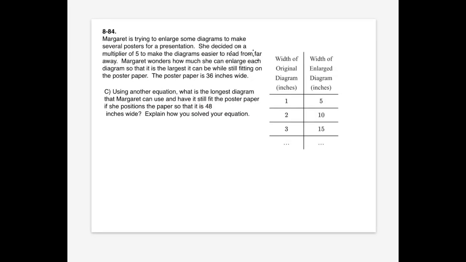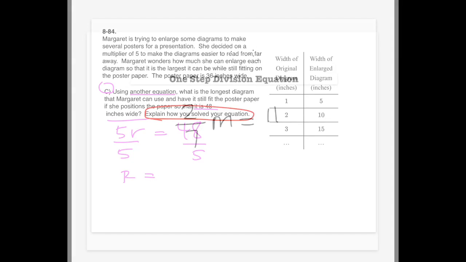All right, we are now on the last part, which is part C. Using another equation, what is the longest diagram that Margaret can use and still fit the poster paper if she positions the paper so that it is 48 inches wide. So I'm going to use the same equation because it's the same idea. So 5r equals 48. And the same thing, divide by 5, divide by 5. I should have said this earlier, but this is an improper fraction, so you want your answer as a mixed number. And you need to remember that you need to explain how you know or why your answer works. So again, go ahead and pause the video and do some math.